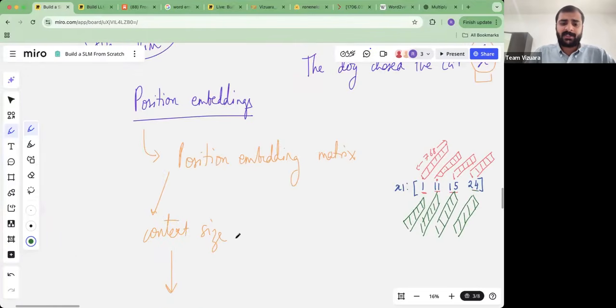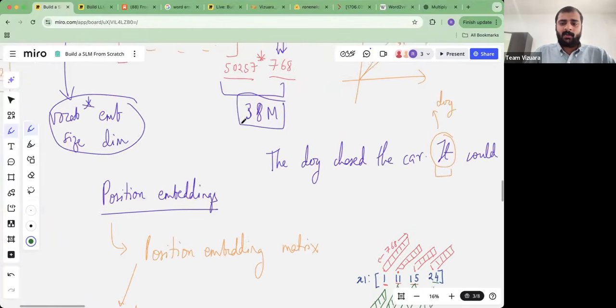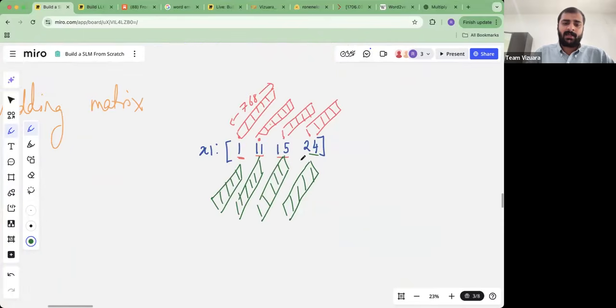So there are some questions in the chat regarding the position embedding matrix. Let me try to explain it once more. Essentially, take a look at these token IDs: token ID number 1, ID number 11, 15, and 24. For these token IDs, we got their token embedding vectors, their 768 dimensional token embedding vectors.